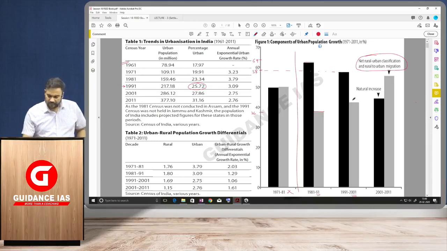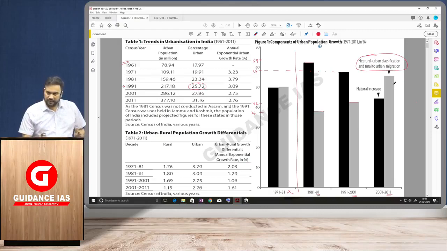That means the rest, if you talk about it, was the result of the other, it is 42%. That means net rural urban classification and rural urban migration has increased. Can you see now, the 2011 census very clearly reveals that the net rural urban classification and rural urban migration has overtaken the component of natural increase.